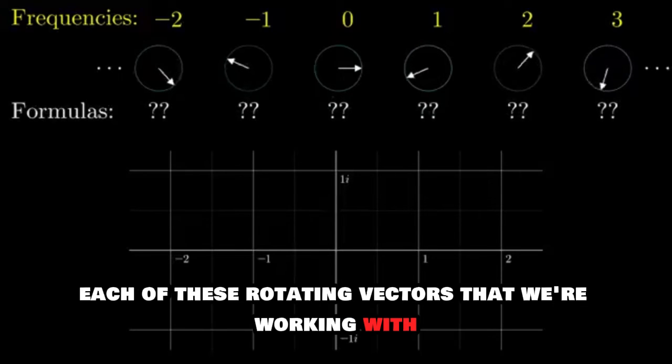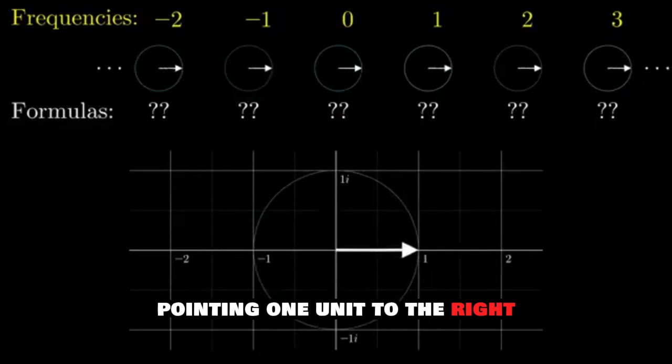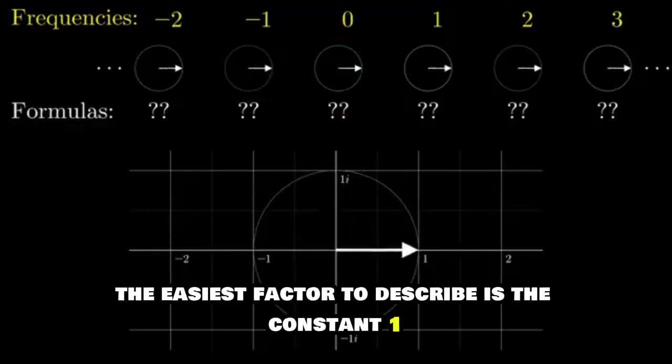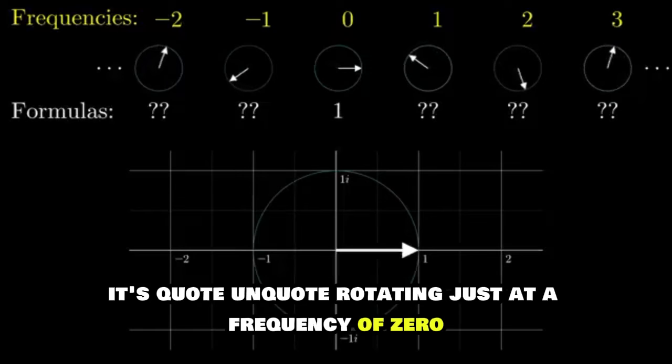Alright, armed with the function e to the i times t, let's write down a formula for each of these rotating vectors that we're working with. For right now, think of each of them as started pointing 1 unit to the right at the number 1. The easiest vector to describe is the constant one, which stays at the number 1, never moving. Or, if you prefer, it's quote-unquote rotating just at a frequency of 0.